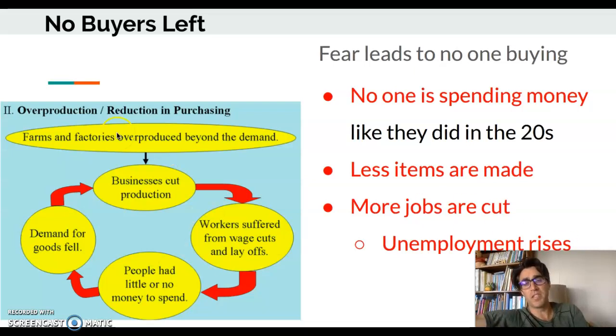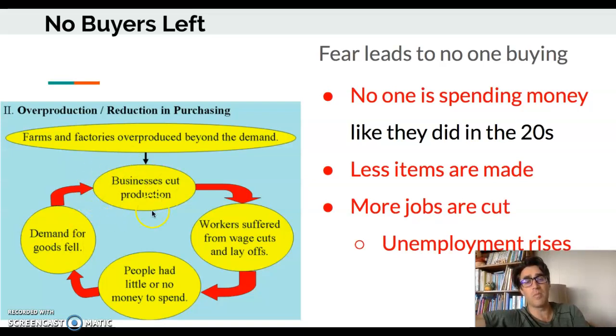And as you can see from this image right here, this was happening on farms, this was happening in factories. In anticipation of people buying things on credit and raising their debt, factories were producing a lot of products because they had been doing really well. But since now people had lost money and people were afraid that they weren't going to be able to get any more money, they stopped going out and buying things, which is this one over here where it says demand for goods fell.